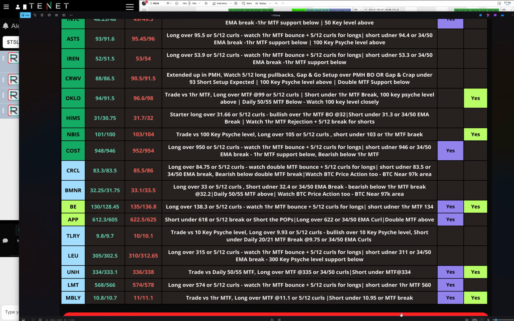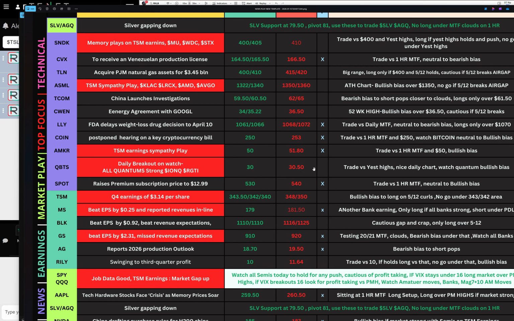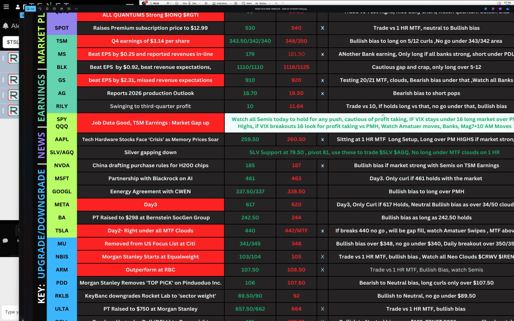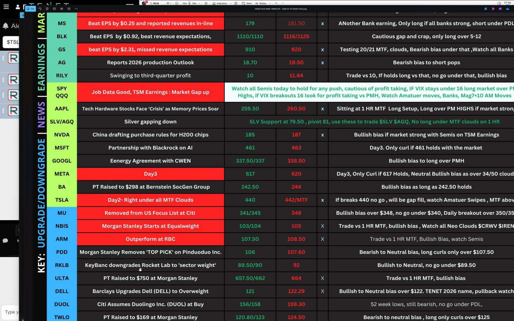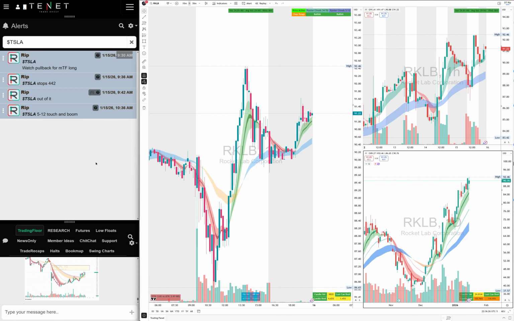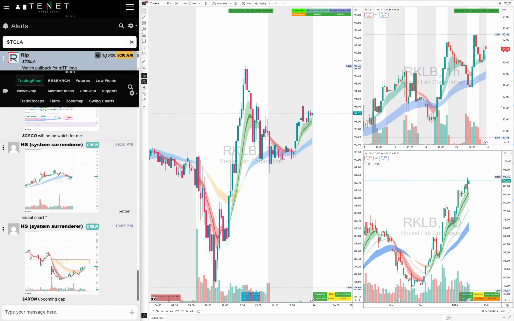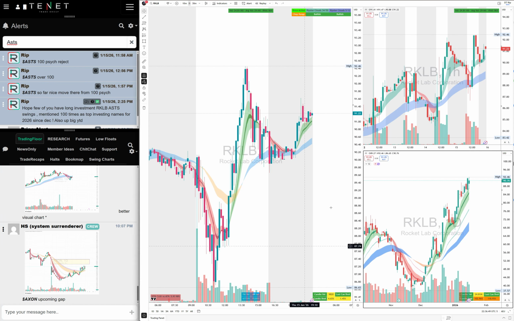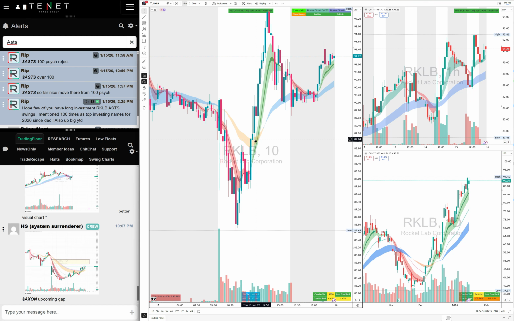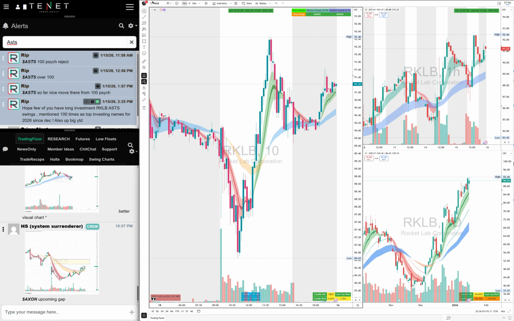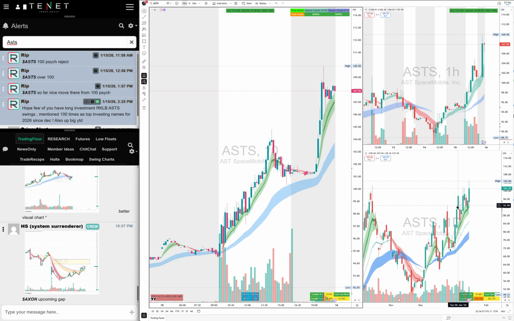Let's find what our plan was for Rocket Lab. Rocket Lab was downgraded from bullish to neutral, no go under 89.50. All right, so those are our plans here, but it was great guidance by RGV today on Rocket Lab. Rocket Lab initially was bearish, but it gave you a long right here at the 512 clouds. ASTS was long all day, because you always look at the chart, the bullish chart, right?